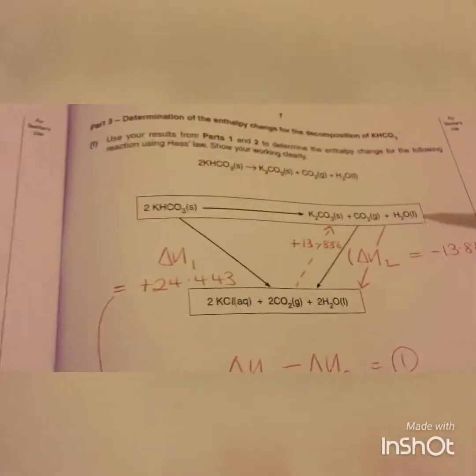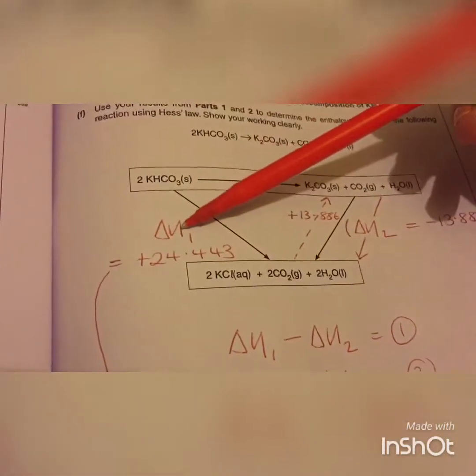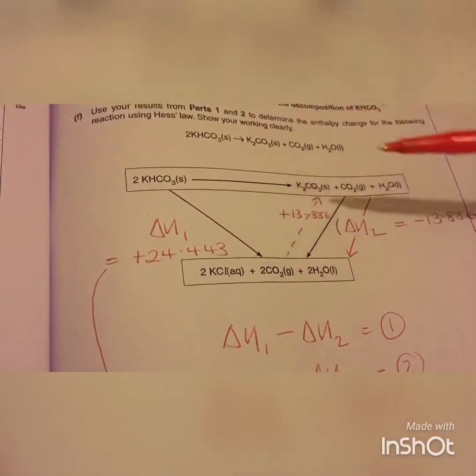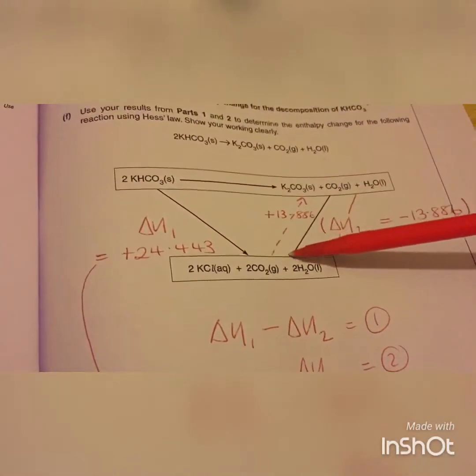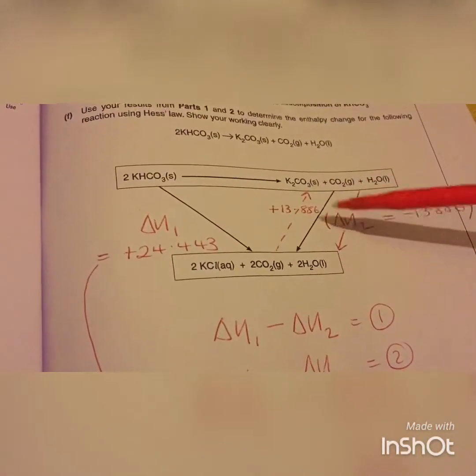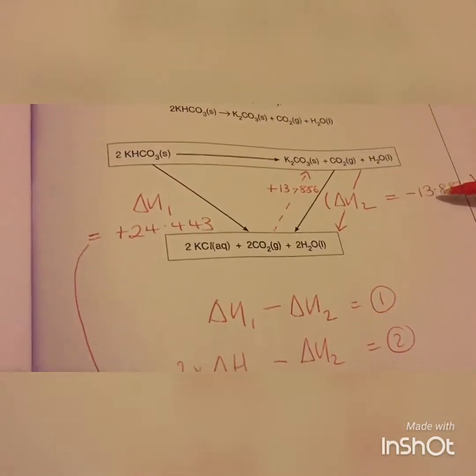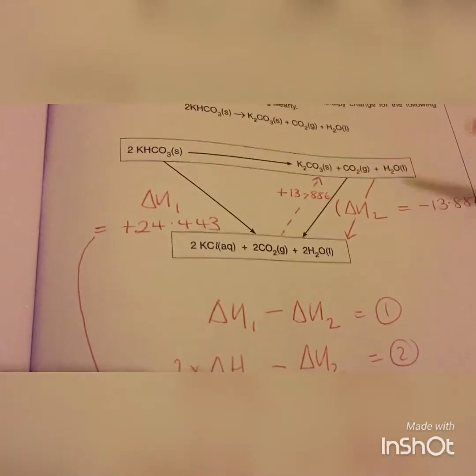The last question is a Hess question. Here we've got delta H1. We know that that's delta H1 if we look at our experiment from earlier, and here from here to here the black arrow is our delta H2. I've put both of the symbols and both of the numbers there so that I know what I'm talking about when I come on to do my calculations.